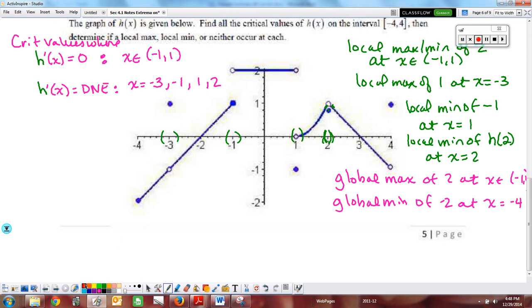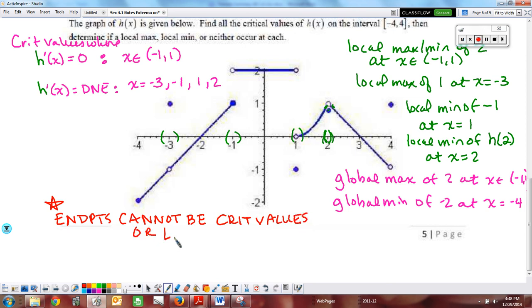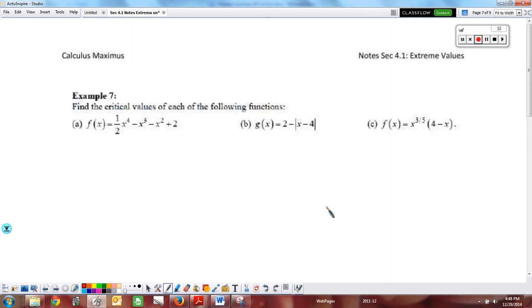And again, just make one more note to yourself. Just remember, because we always forget this as well, endpoints cannot be critical values or local extrema. However, they can be global extrema. Okay? All right, so we get that down, and now let's come over here to our next example.